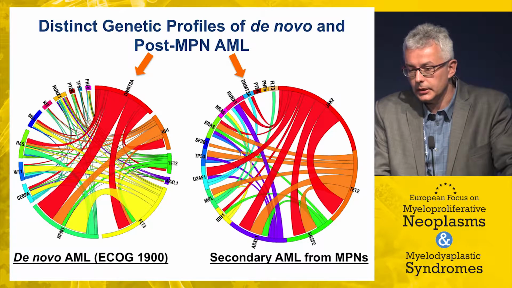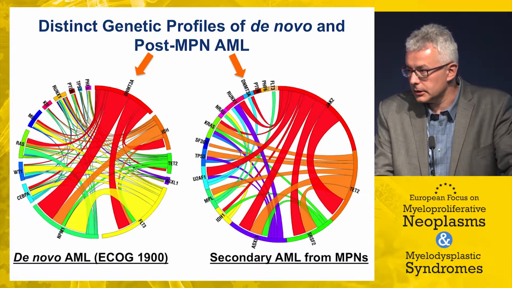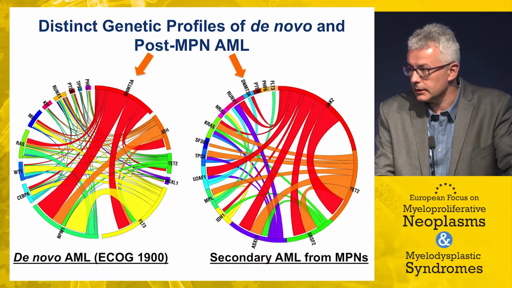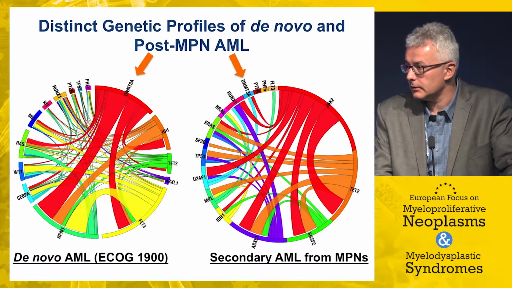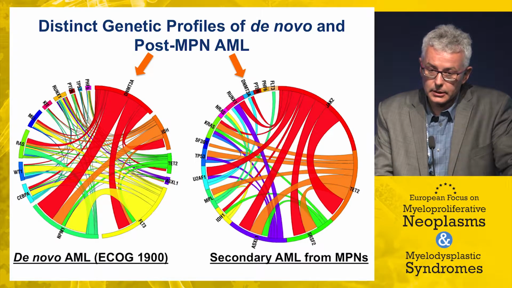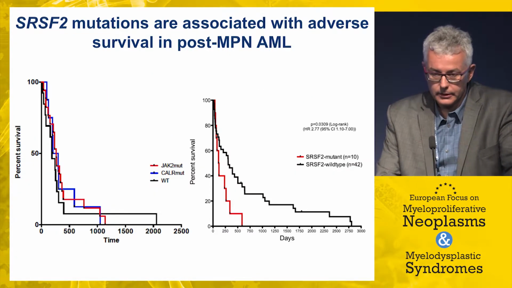So we traditionally have been using the same therapies for the two conditions, but there are actually two conditions that differ in the genetic background. They just present similarly and lead to untimely death, but perhaps we should think about changing the therapeutic strategy in post-MPN acute myeloid leukemia. Oops, sorry.